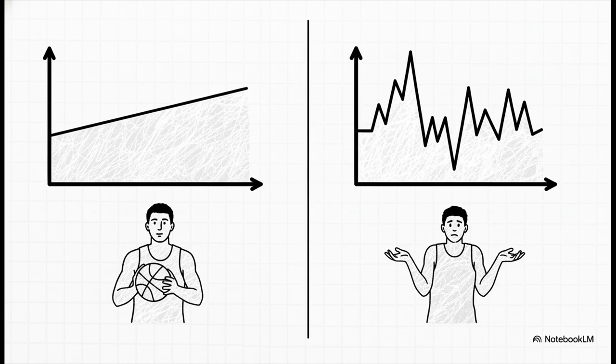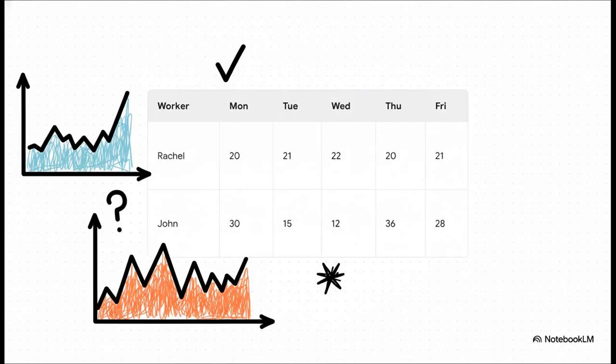Imagine two basketball players who both average 20 points per game. One of them scores exactly 20 points every single time. The other one scores 40 points one game and 0 the next. Same average, but a completely different story, right? We need to know if our data is consistent and all clustered together, or if it's kind of wild and all over the place. Let's look at this great example.